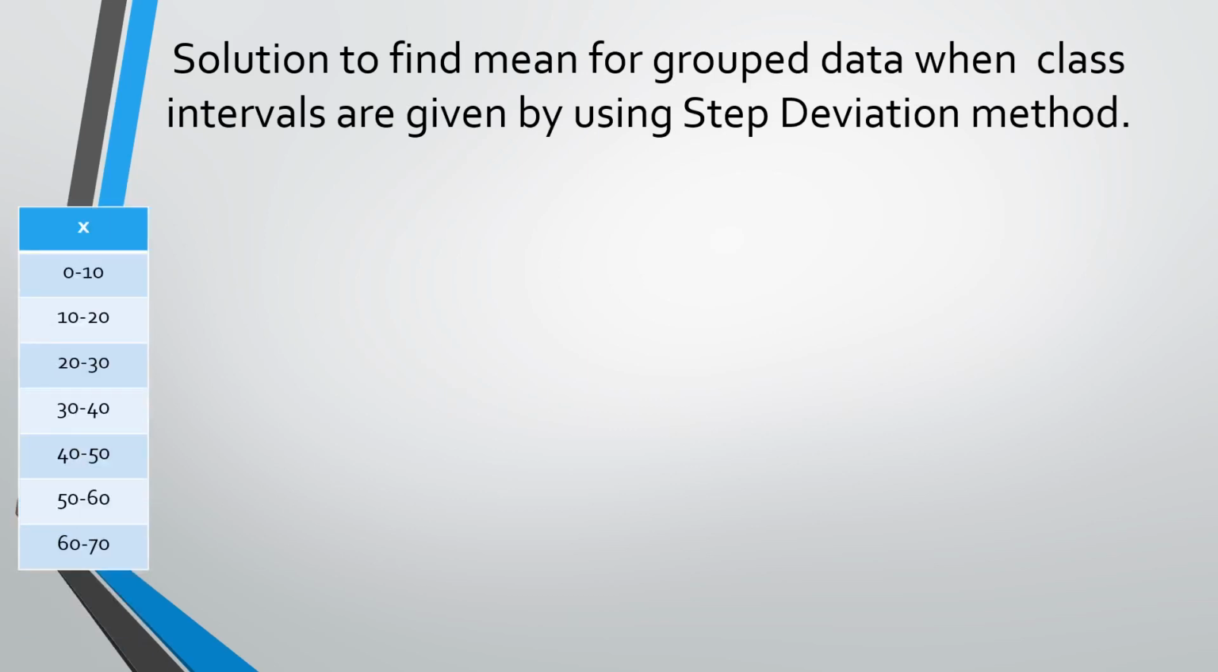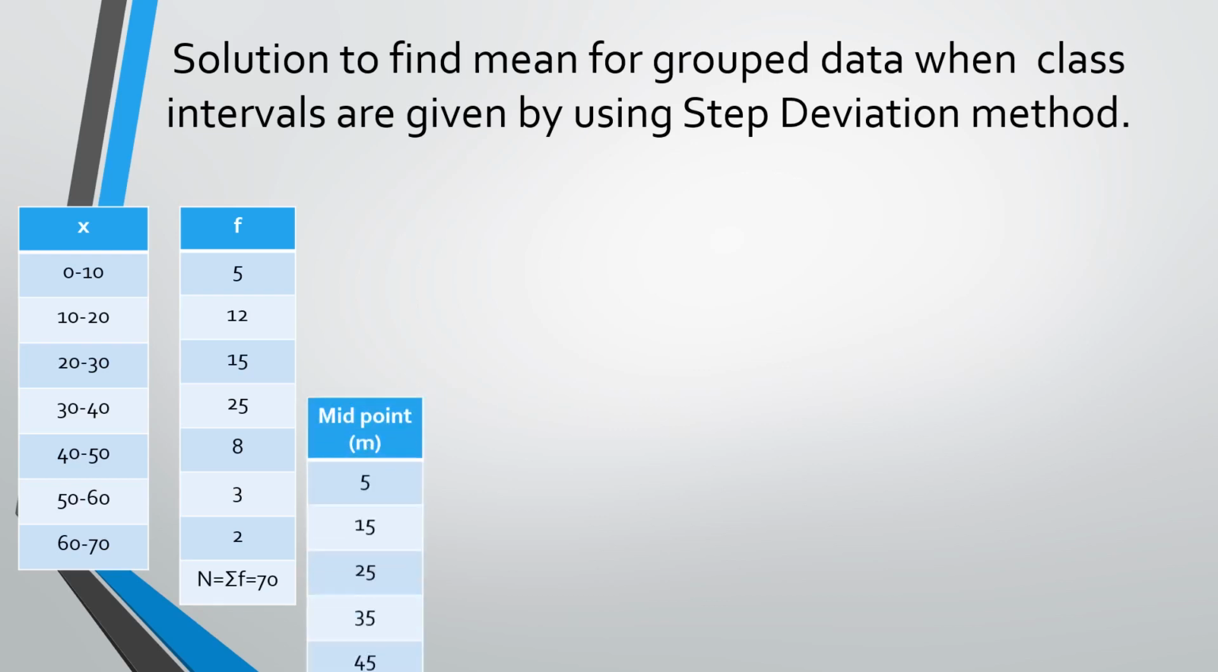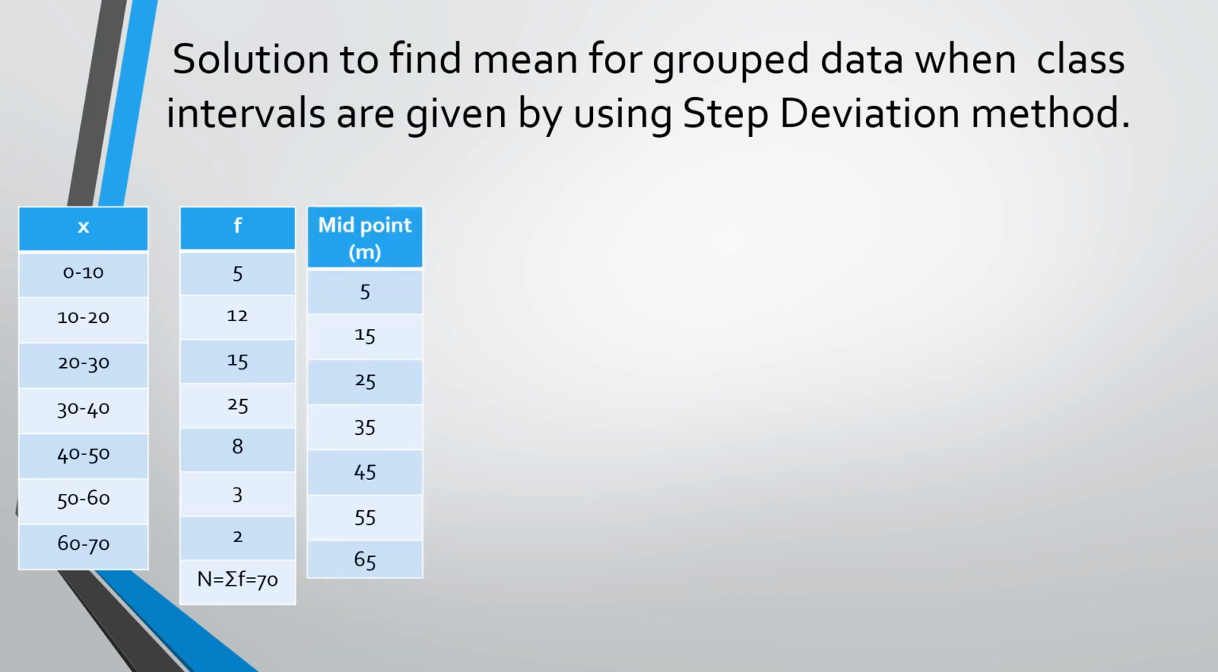So the first column is X, which has been given in the question. The second column is F, which has been given in the question. Then you need to find the summation of F, that is the sum of all the values of F, and this will yield 70. Next you need to find the midpoint, that is the M. So here the same calculation, that is the lower bound plus upper bound of a class interval divided by 2.